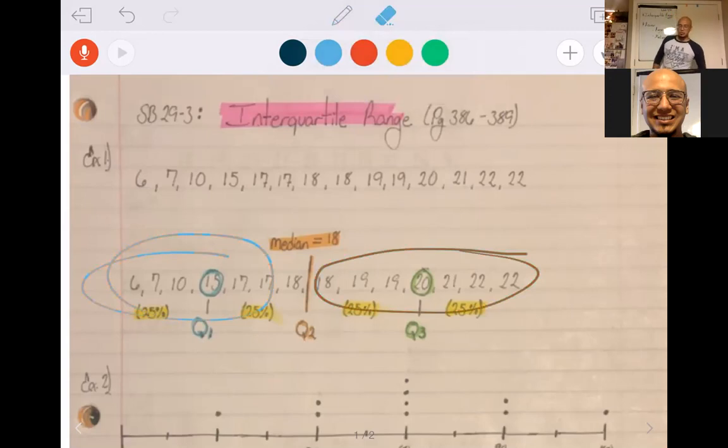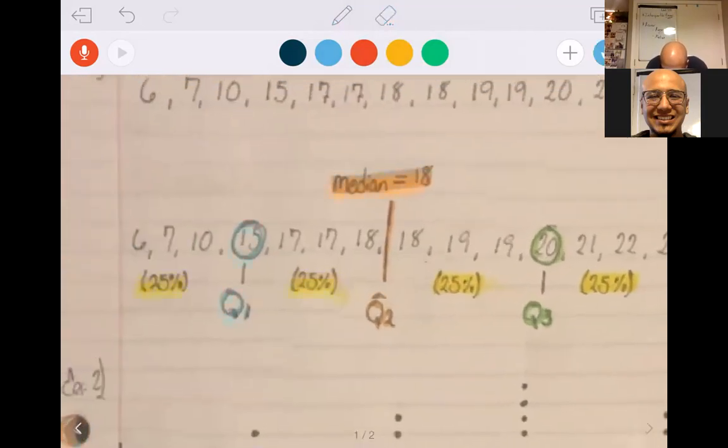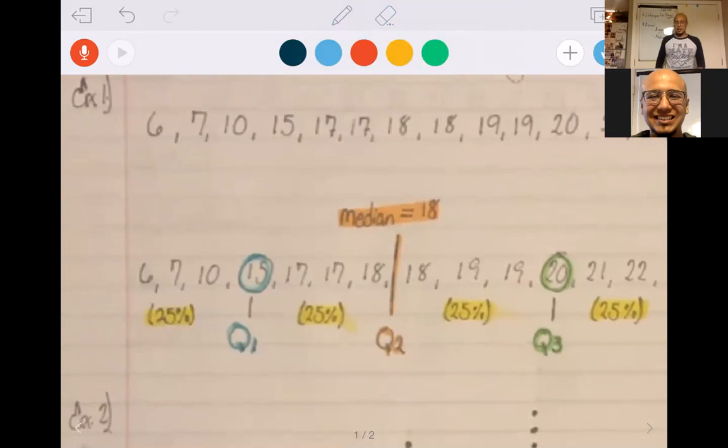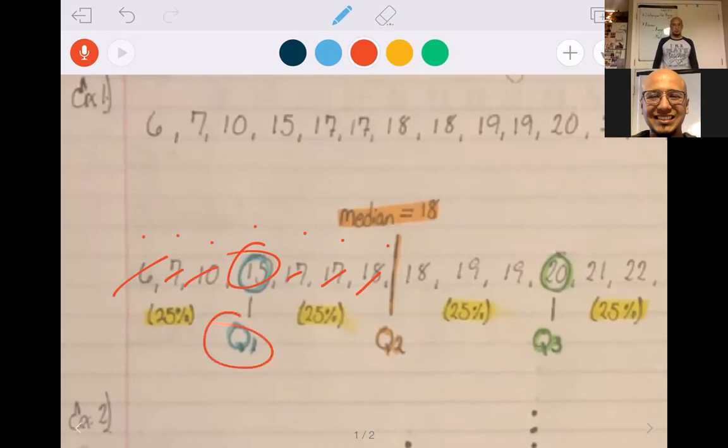So let's work with the bottom first. We're going to find the median of these numbers over here. Just as before, the median is the one or the ones in the middle. In this case, since I have 1, 2, 3, 4, 5, 6, 7, there's only going to be one median. The one right in the middle is 15. That is my lower median. I'm going to call that Q1, or quartile 1.